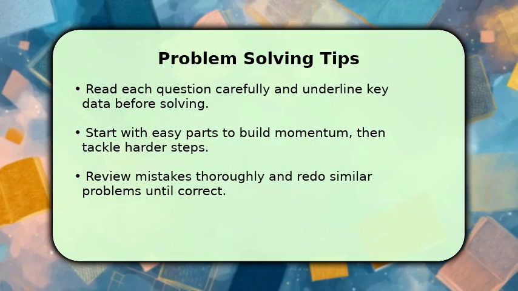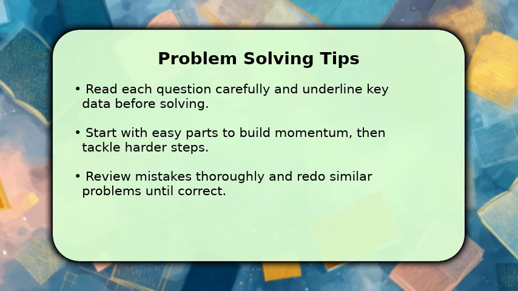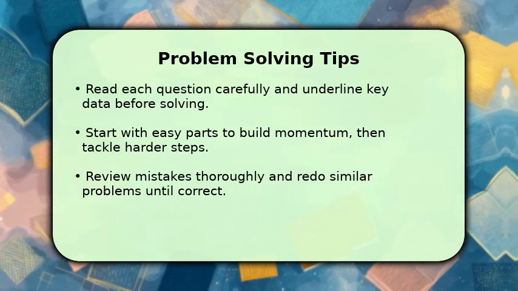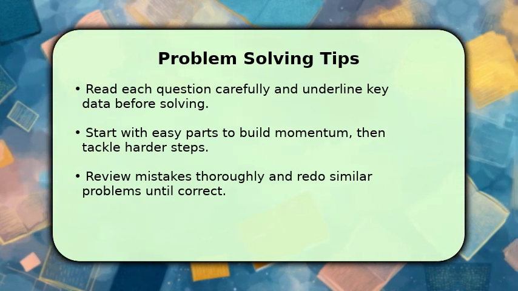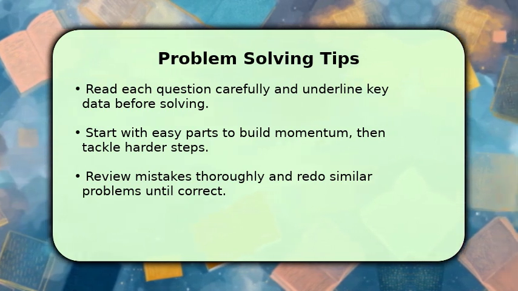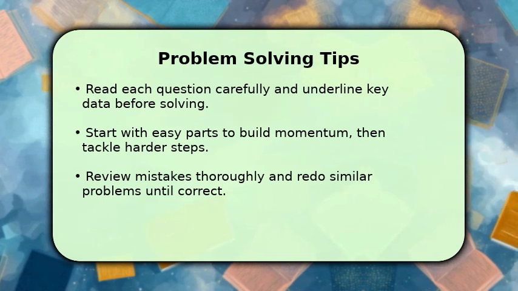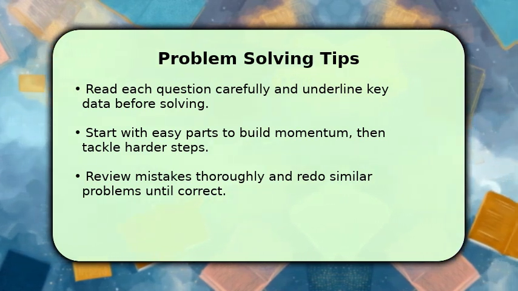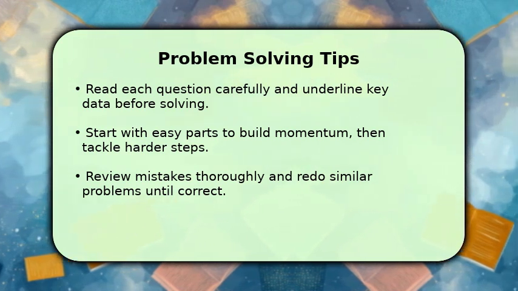When you approach a problem, read it fully and identify knowns and unknowns before planning a method, then solve step by step and label each part clearly. Start with simpler problems to warm up, gradually increasing difficulty to build confidence and adaptability. After correcting mistakes, write a short note about the error type and redo similar questions until you can solve them without help. This repetition turns mistakes into lasting learning.